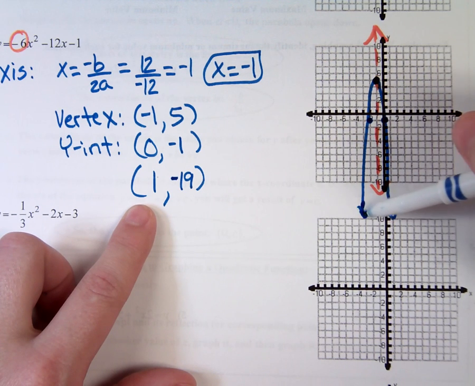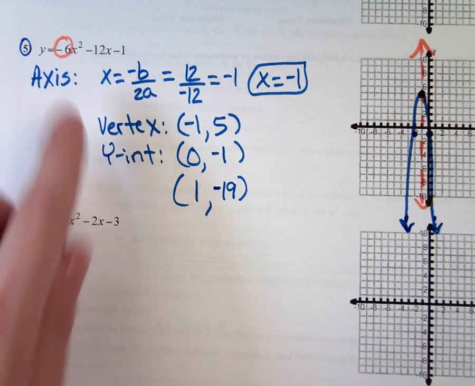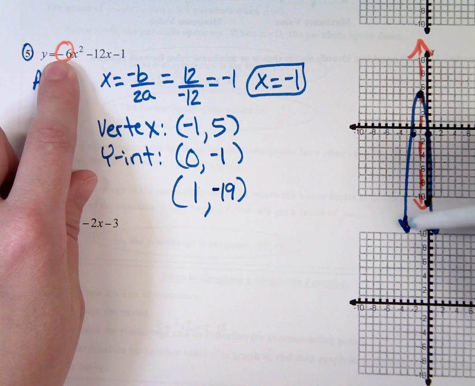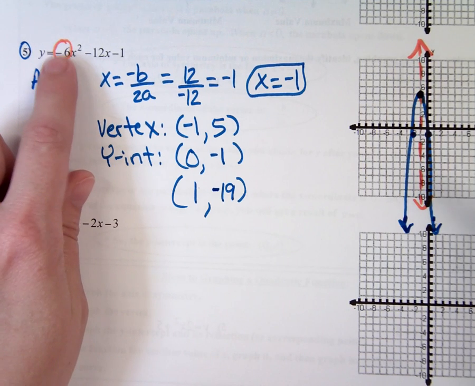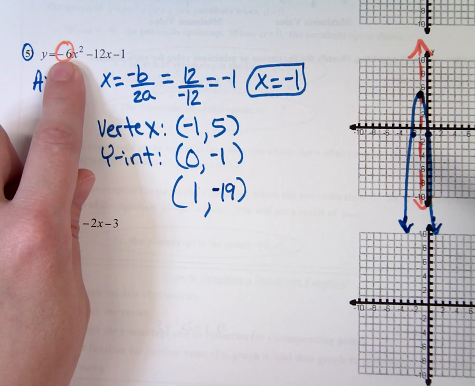Do you see how skinny he is? Somewhere you guys would have learned that the bigger the A, the skinnier the graph, the more narrow the graph, the more compressed the graph. The bigger the A is, the skinnier it is. The smaller the A, the wider the graph is.